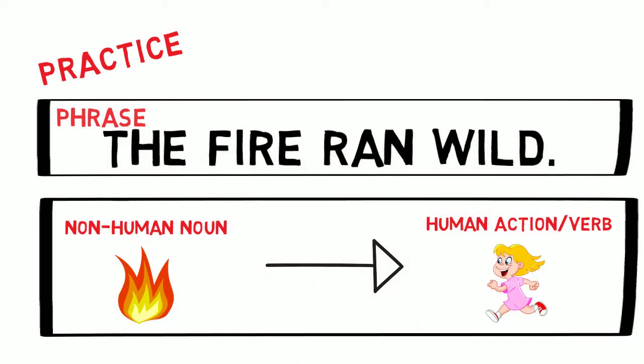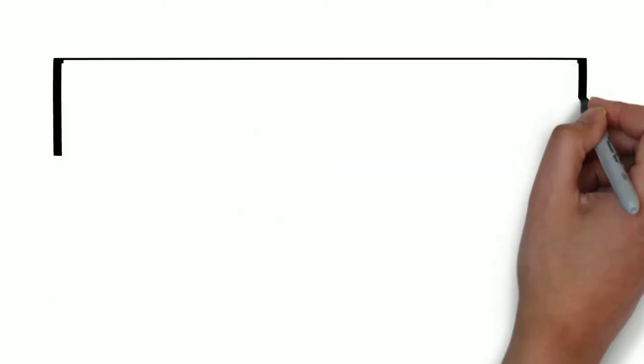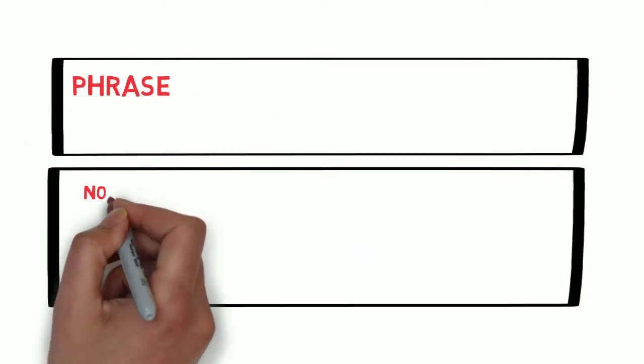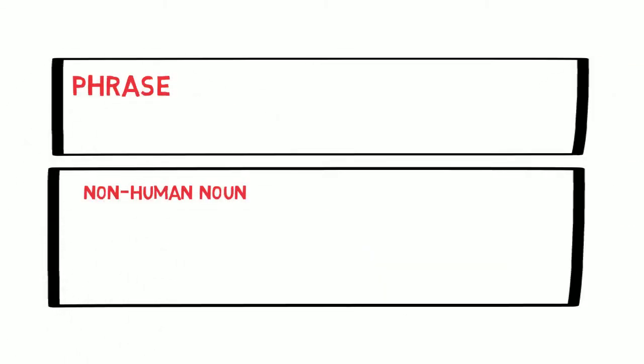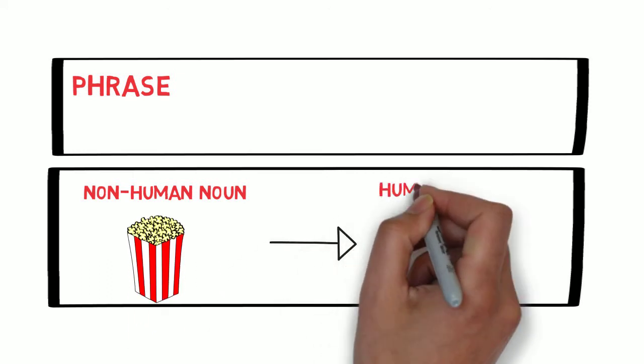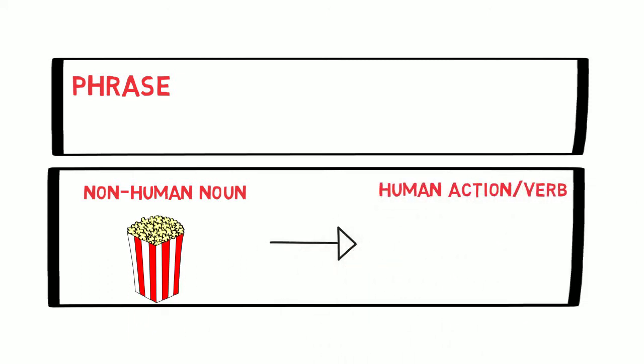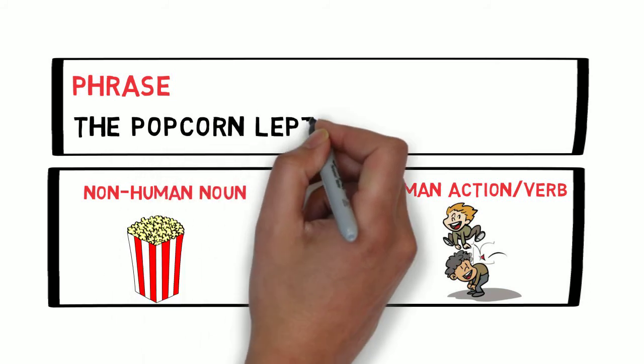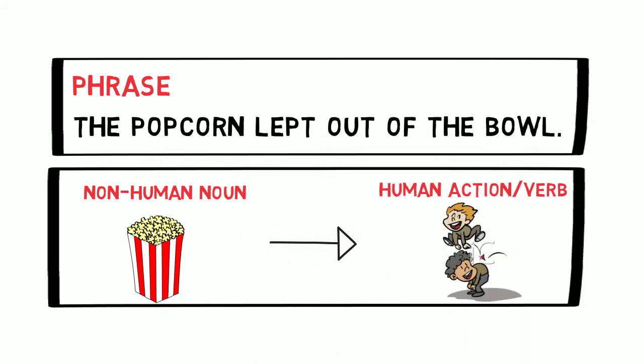Let's practice once more. How could you create a phrase using the following noun? Popcorn. What did the popcorn do? Think about a human behavior. What about leapt or leap? Combine them to create the phrase, the popcorn leapt out of the bowl.